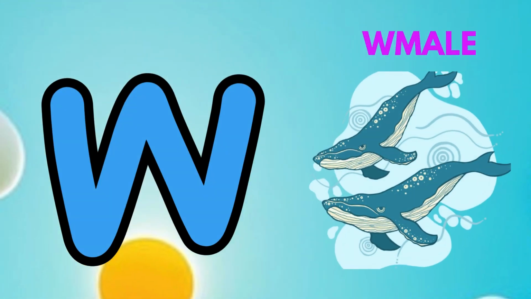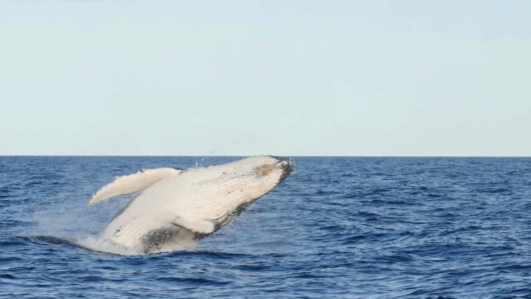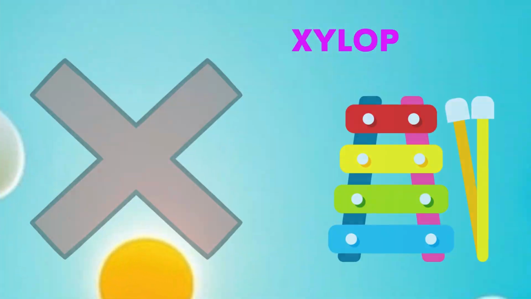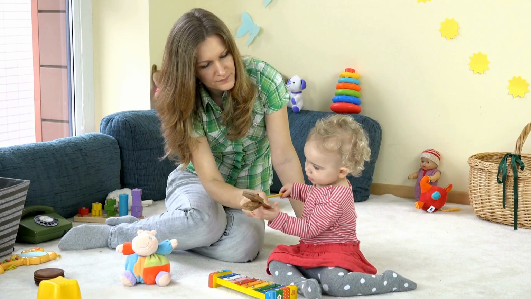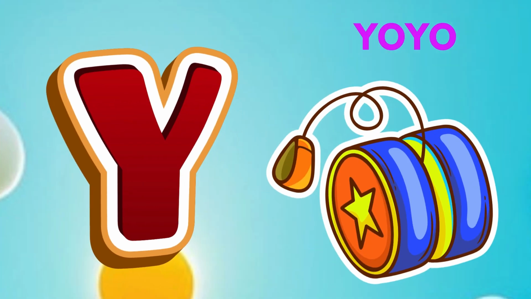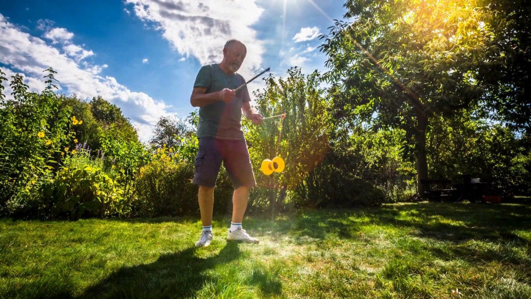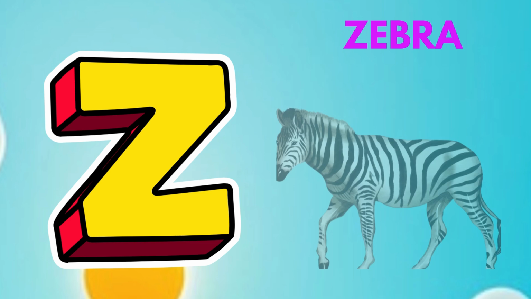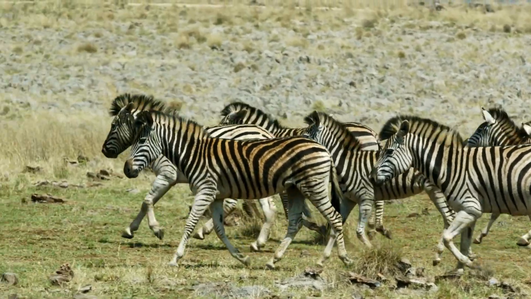Whale. Whale. W, whale. X is for xylophone. Xylophone. Xylophone. X, xylophone. Y is for yo-yo. Yo-yo. Yo-yo. Y, yo-yo. Z is for zebra. Zebra. Zebra. Z, zebra.